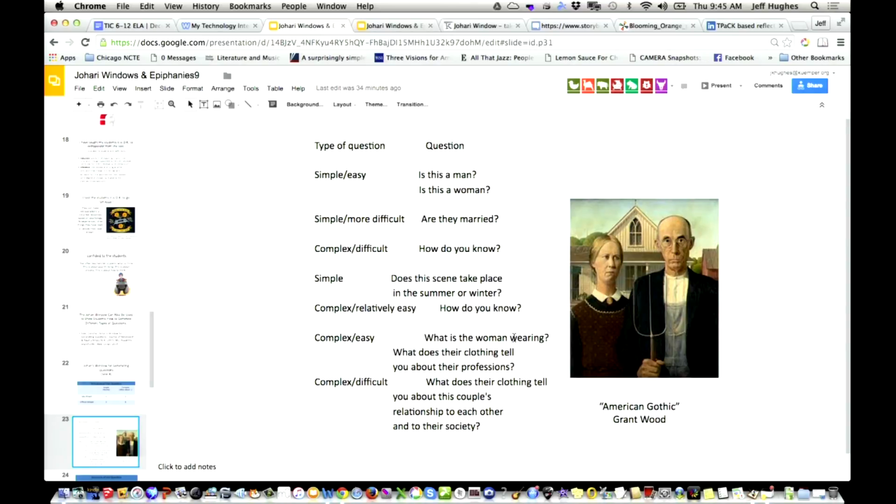So I model for students these different types of questions and how to create them. And ultimately my goal is to get the students to generate those questions on their own and then find the answers and support it with evidence or extrapolations from the text.